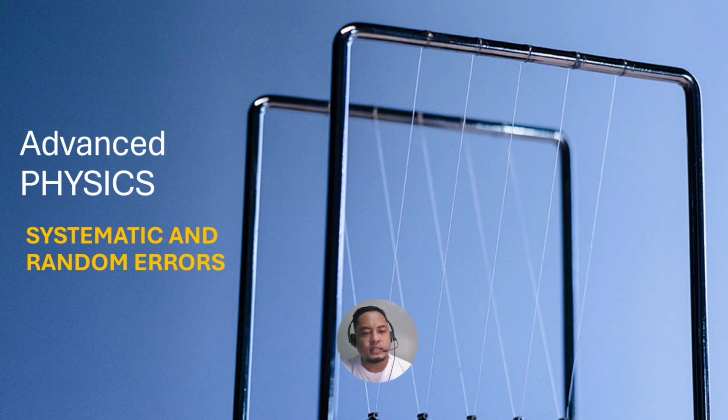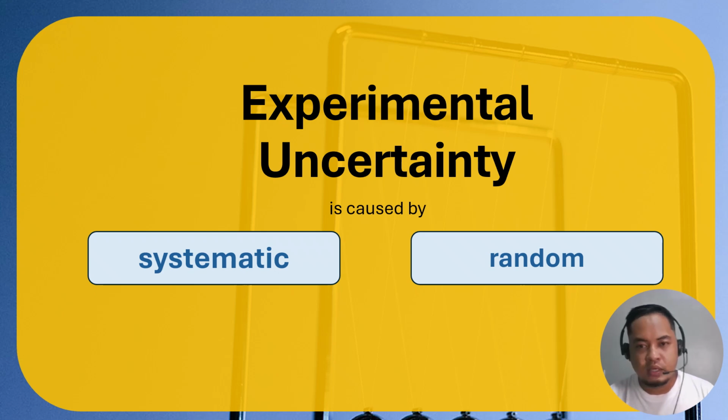All right, so we will be knowing the distinction between systematic and random error today. These two errors are very important, especially during experimentations. So we have what we call experimental uncertainty. And like what I always say, we cannot really achieve a perfect measurement if ever we're measuring something because of some conditions. So we have the causes of this uncertainty: systematic and random errors. Let's know the difference between the two errors.